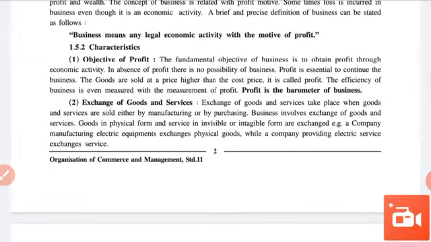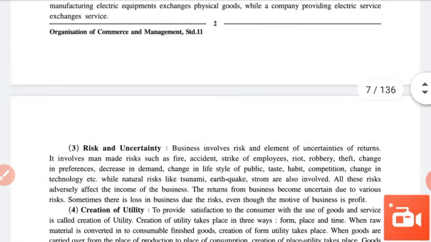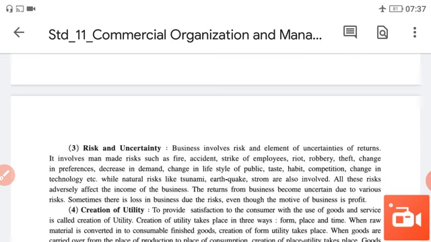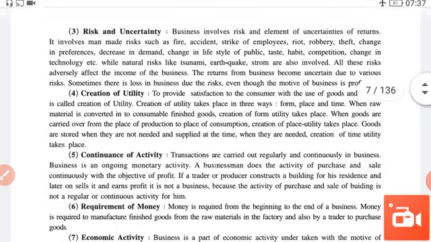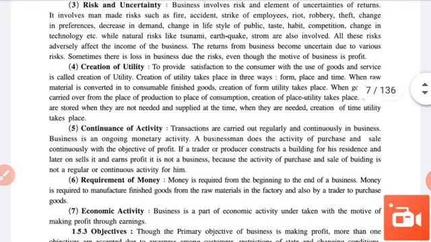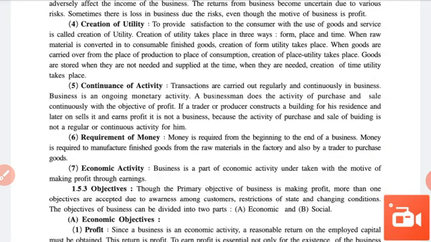First one is objective of profit, second is exchange of goods and services, third is risk and uncertainty, fourth is creation of utility, fifth is continuance of activity, sixth is requirement of money, and the seventh point is economic activity.